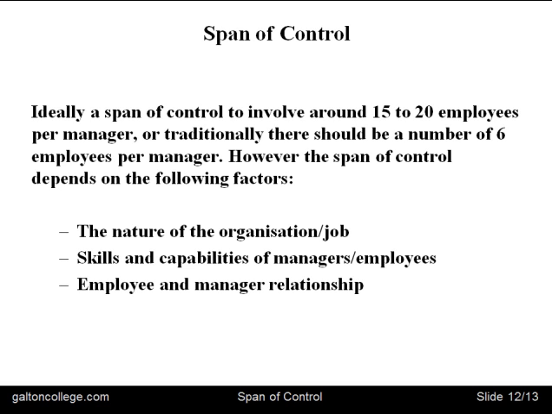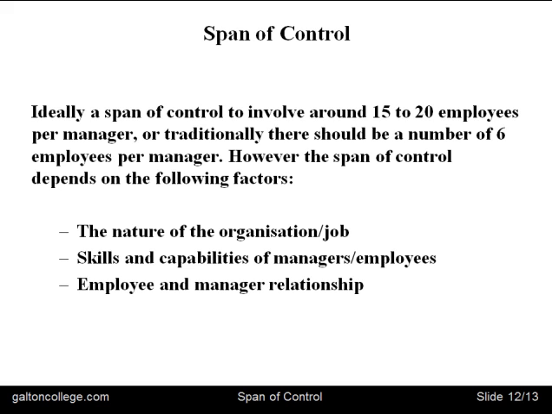Literature varies about what the ideal span of control is. Some say 15 to 20 employees per manager. Others say 6. It's no real consensus. It depends critically on the nature of the organisation, the nature of the job. Some jobs might require very few workers reporting because it's a very pressurized, complex procedure, and managers have to be involved in great detail with each worker.